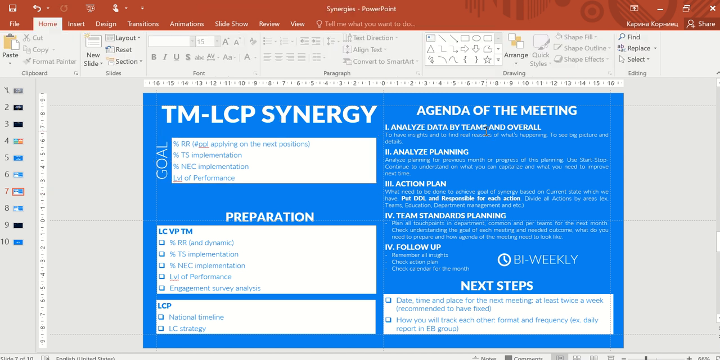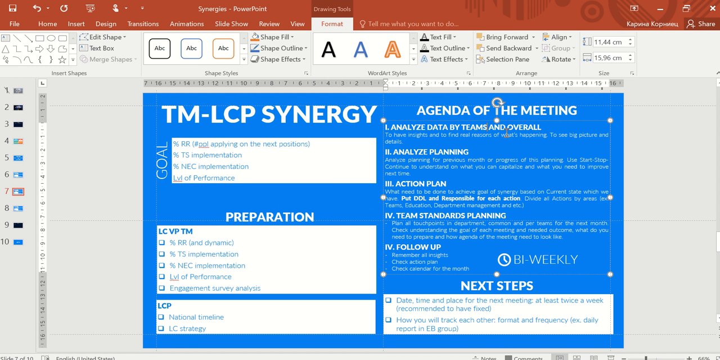Okay, agenda of the meetings. So we will check, we will analyze the data overall, maybe by areas, not by teams. Do we need to shape other blocks as well?